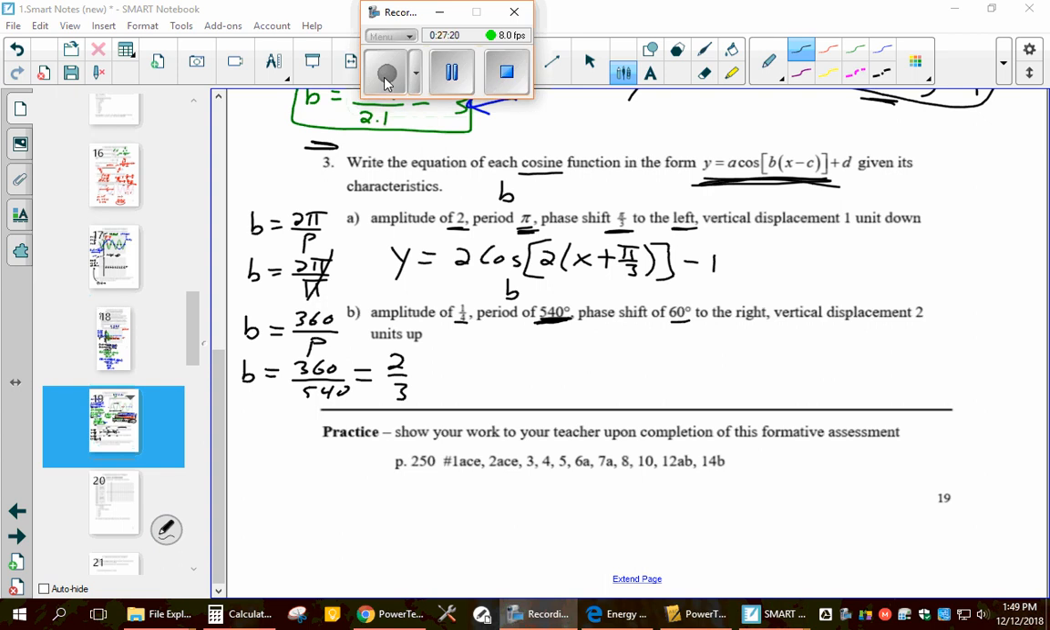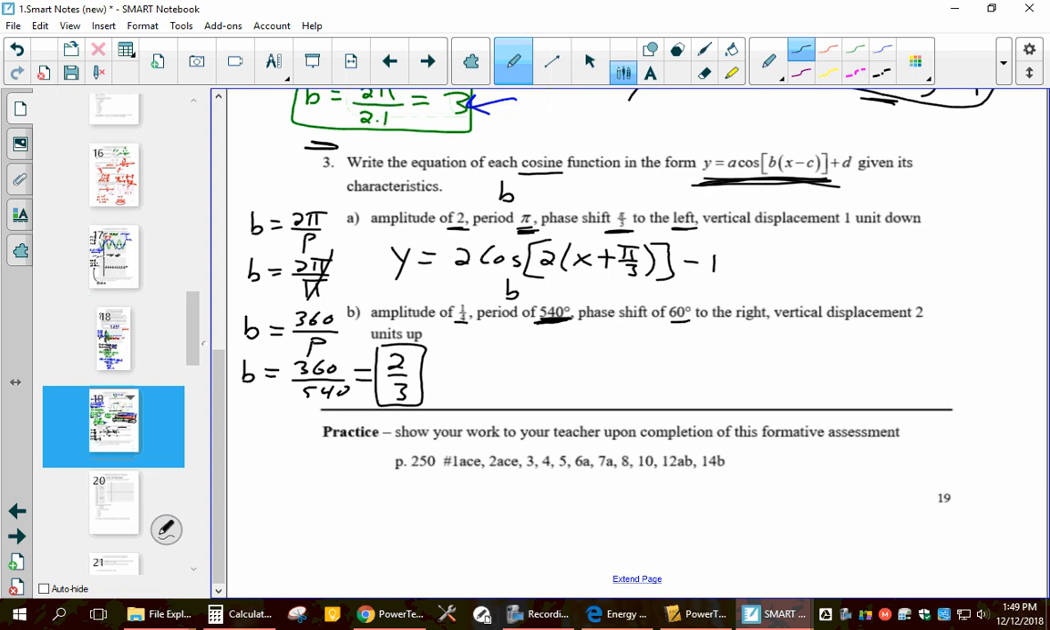Okay, so let's finish this. So our b value was 2 over 3, we said. So now we just got to kind of fill it all in, right, with cos. So it's going to be y is equal to our a value, let's say it was 1 over 4. Okay, then cos. And then our b value, we just said was 2 over 3. And then times x. And now it says a phase shift of 60 degrees to the right. So the opposite of that, so it's going to be minus 60, you can say degrees if you want to do there. Okay, and then finally has a vertical displacement of 2 units up, so just plus 2.